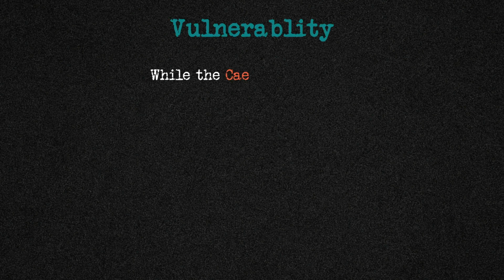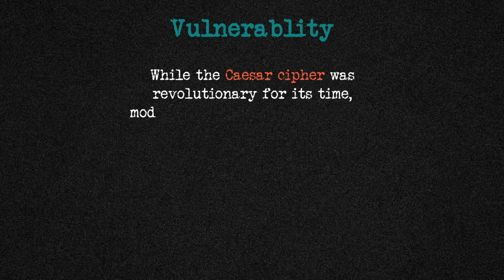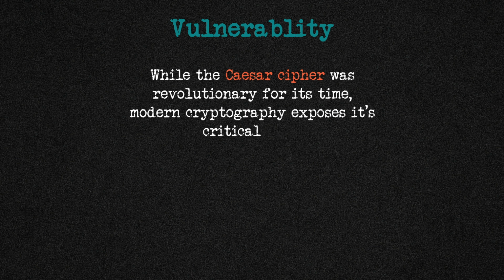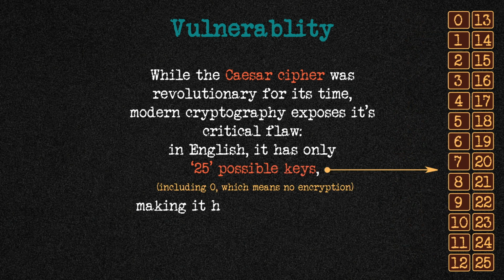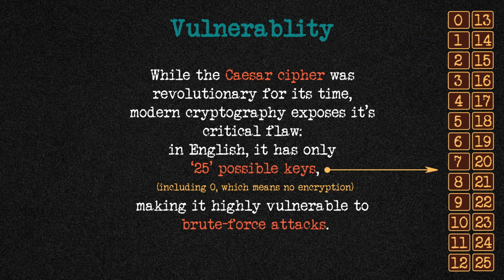While the Caesar cipher was revolutionary for its time, modern cryptography exposes its critical flaw. In English, it has only 25 possible keys, making it highly vulnerable to brute force attacks.